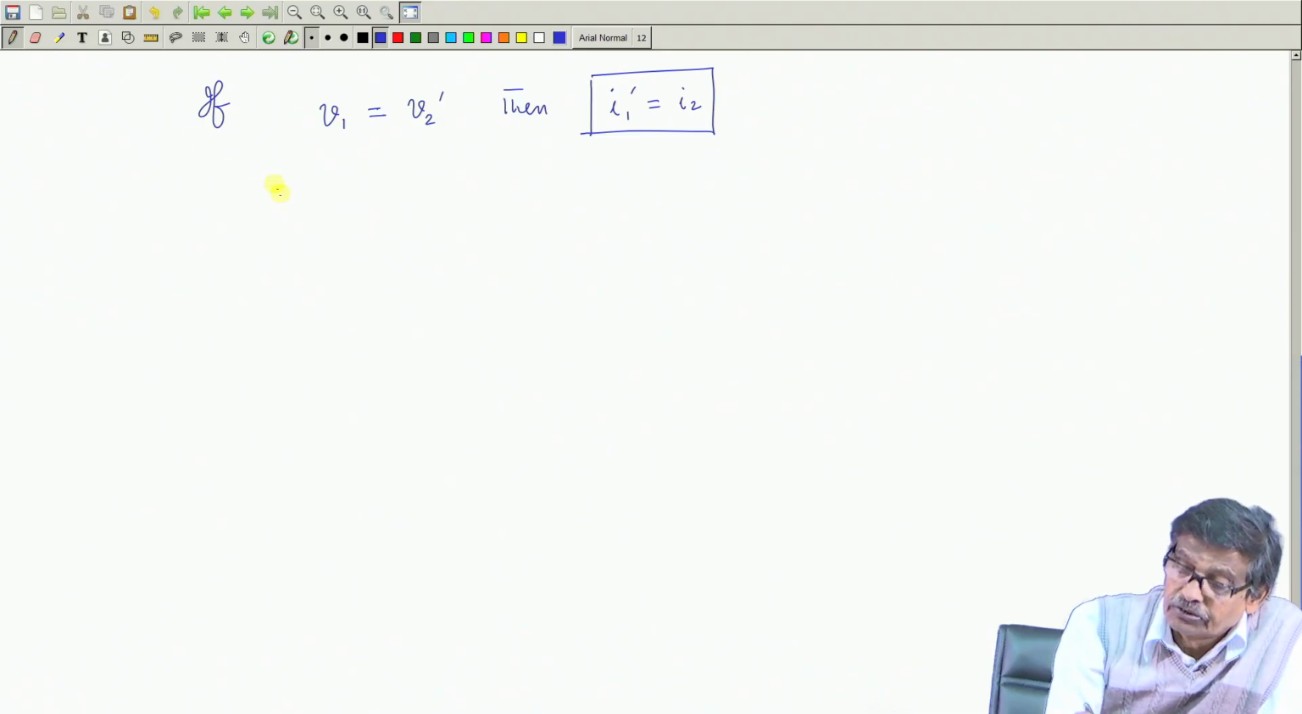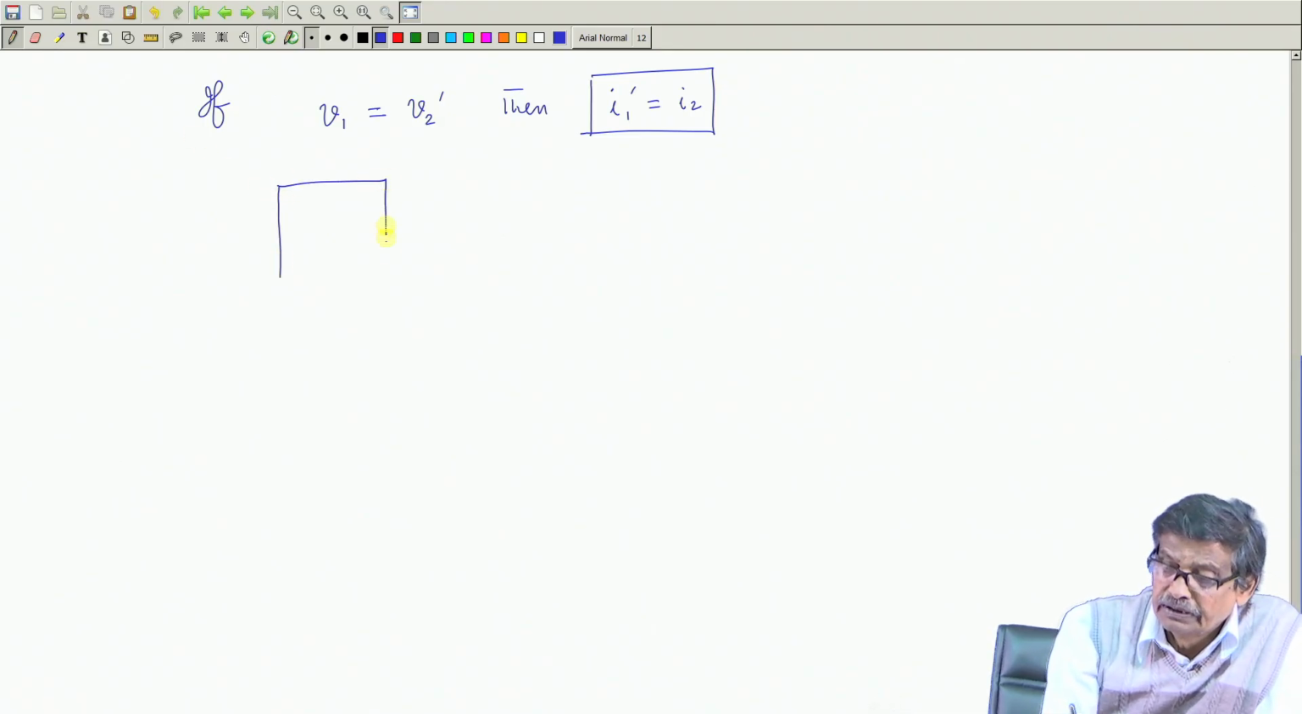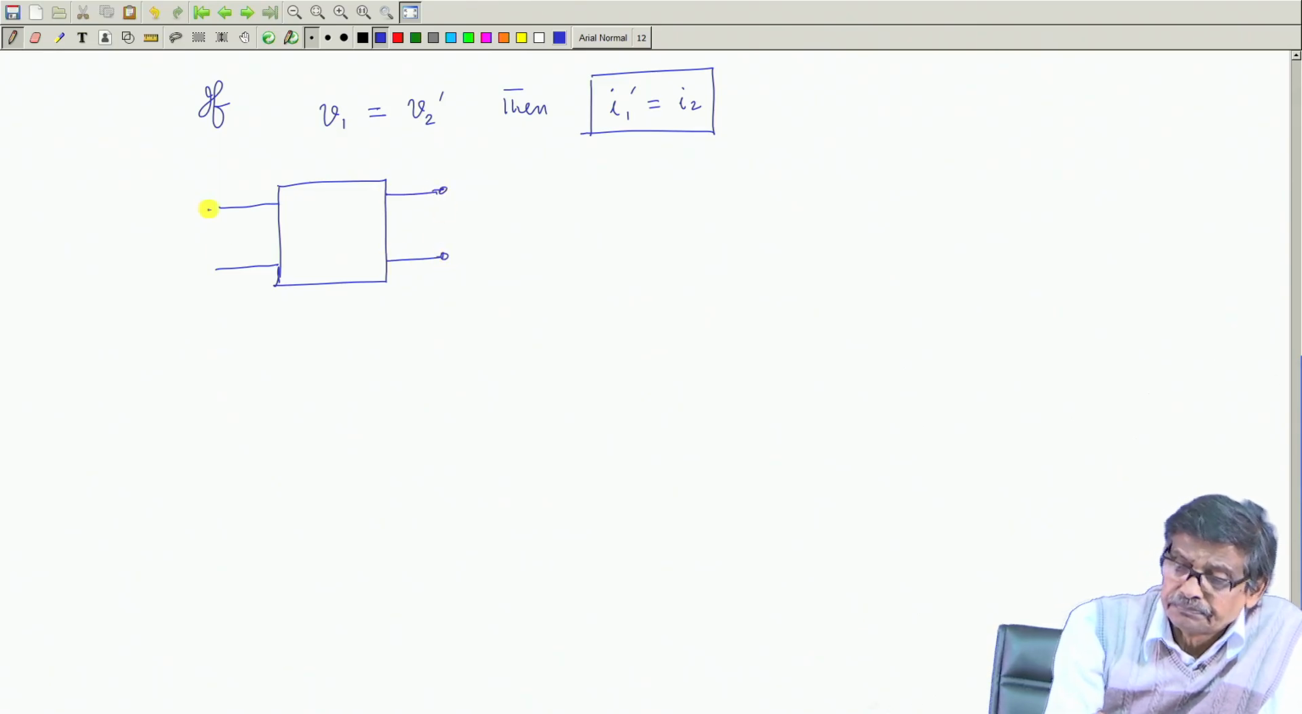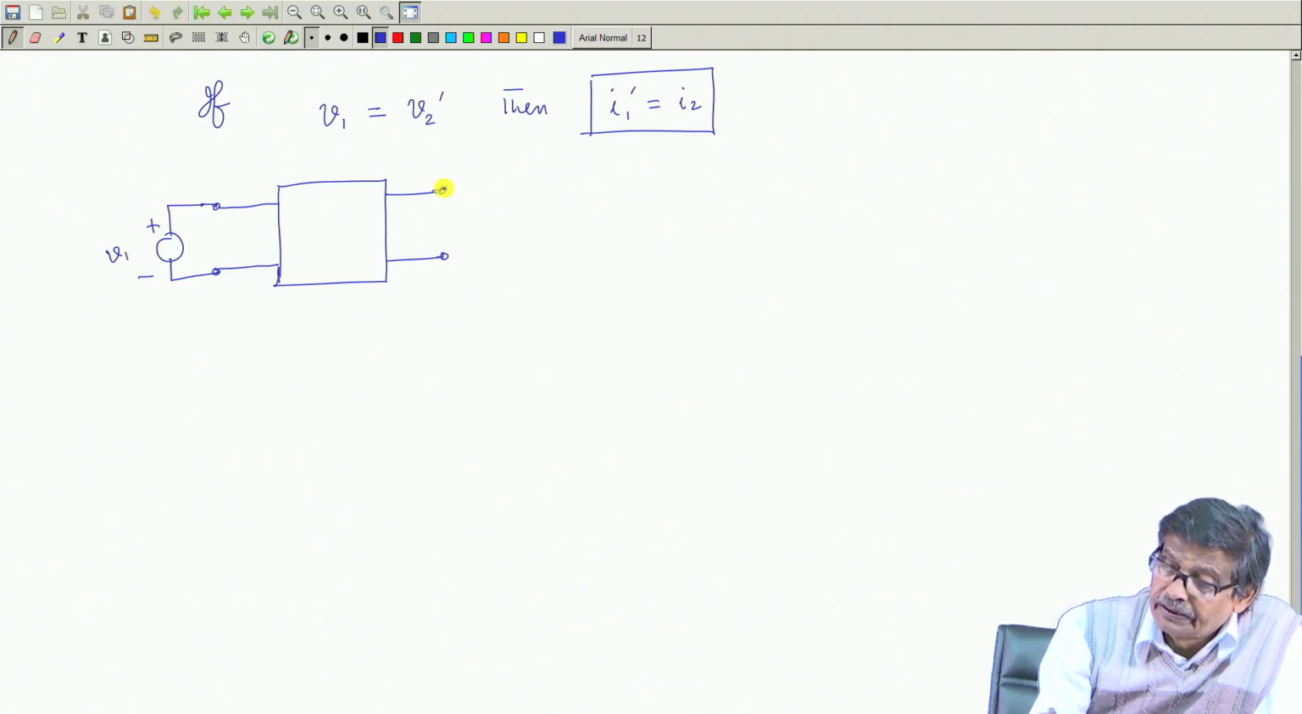So, what is the conclusion? The conclusion is that if you have a network, linear, bilateral, with two terminals, here you apply a voltage with this polarity V1, and here suppose these two are shorted, and this current is I2. V1 applied, I2 current flows.